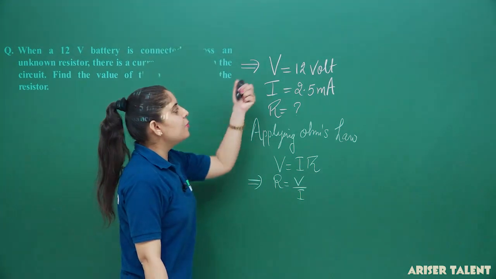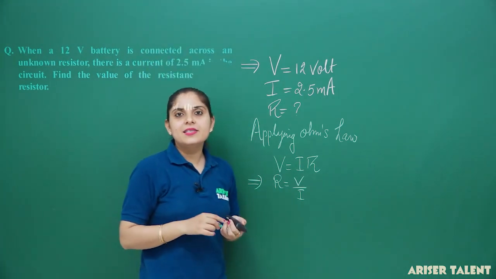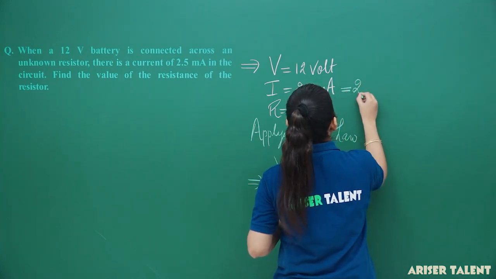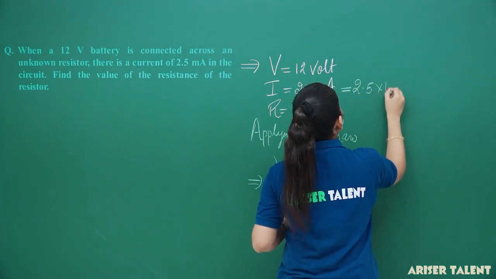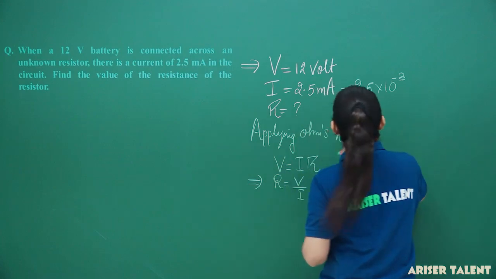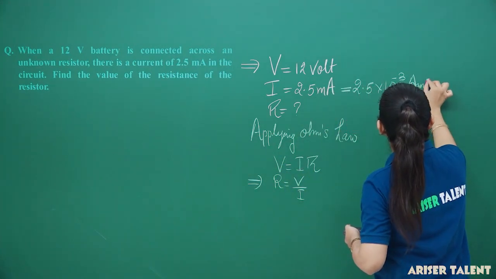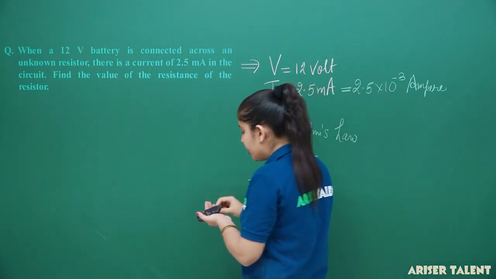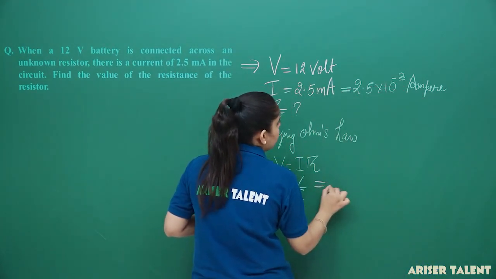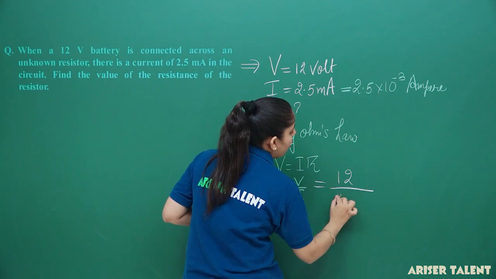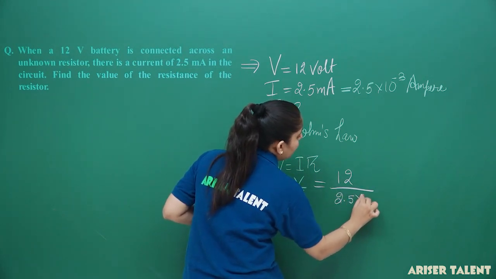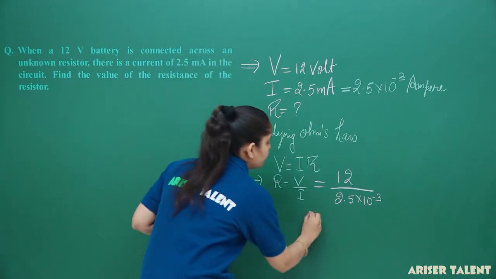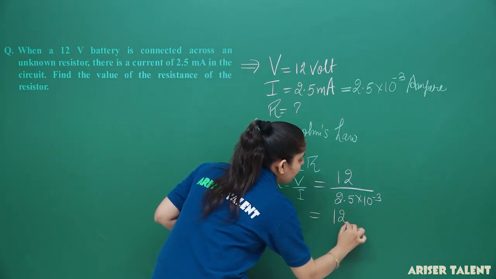Firstly, you can see that the voltage is in volts and current is in milliampere, so we have to convert it into ampere. It comes out to be 2.5 into 10 raised to the power minus 3 ampere, because 1 milliampere is equal to 10 raised to the power minus 3 ampere. So it is equal to 12 upon 2.5 into 10 raised to the power minus 3. Now I am just solving this equation.